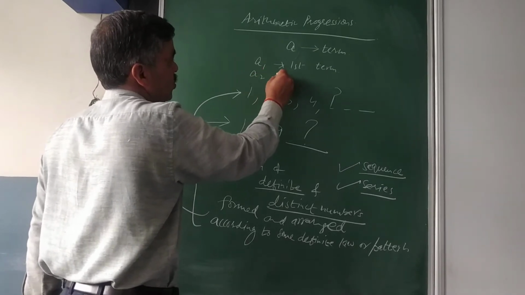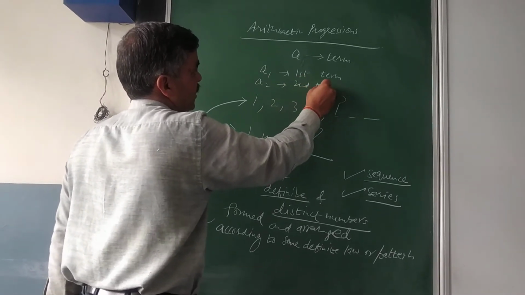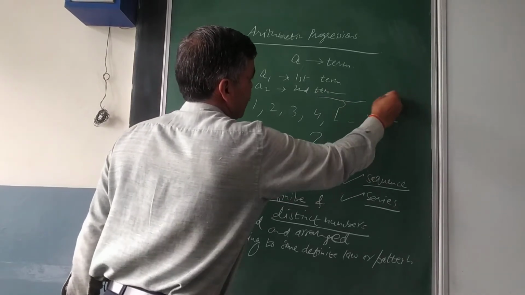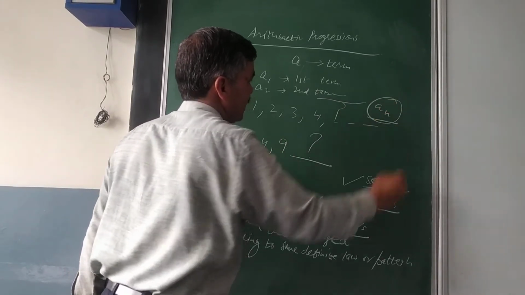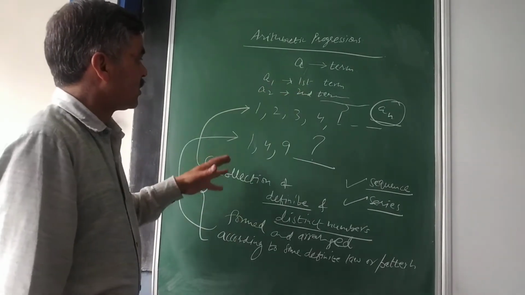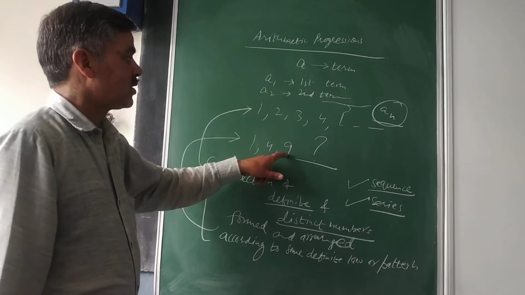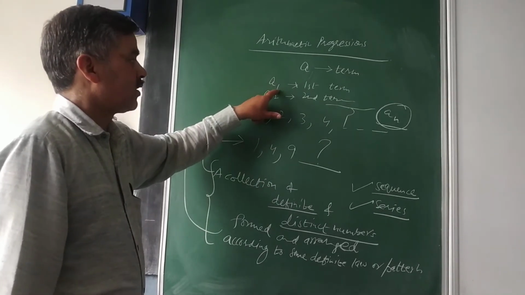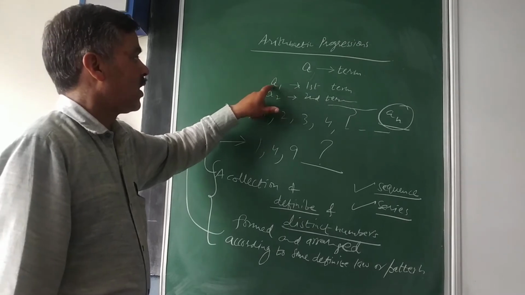Similarly, A2 will denote the second term, and so on. The last term you can write as AN here. So this is the way to write these terms. If anybody asks what is the third term, A3 is equal to 3 here. So in place of A, here you have to write A1.